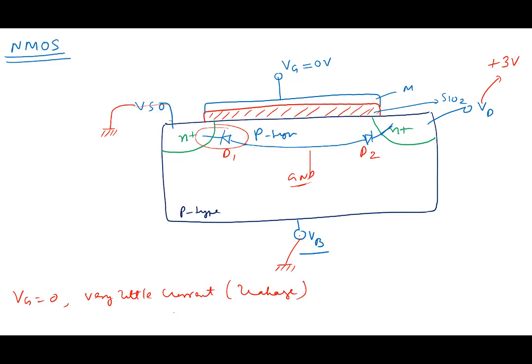Now you apply a positive gate voltage. Let me remove this here. So all this will stay ground. Okay? This stays as plus 3.